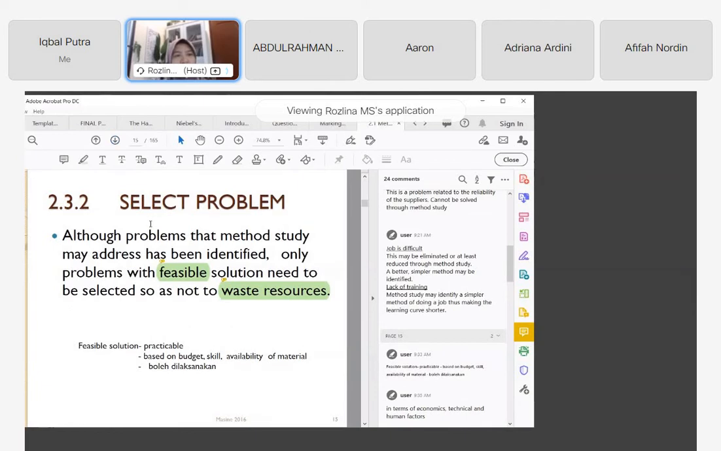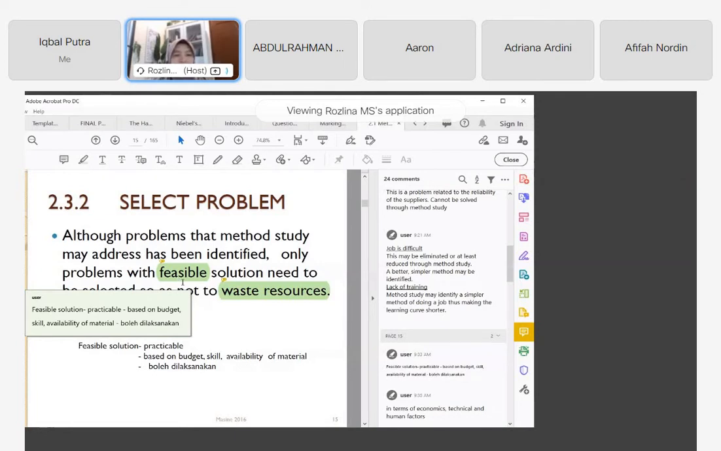Okay, go to select the problem. Although the problems that method study may address have been identified, only problems with feasible solutions need to be selected, so as not to waste resources. Feasible means it can be implemented and is practicable, maybe based on the budget, and feasible based on the skill and availability of material.